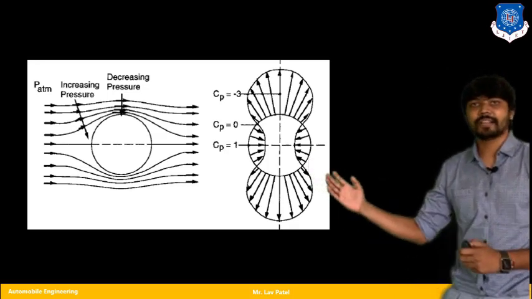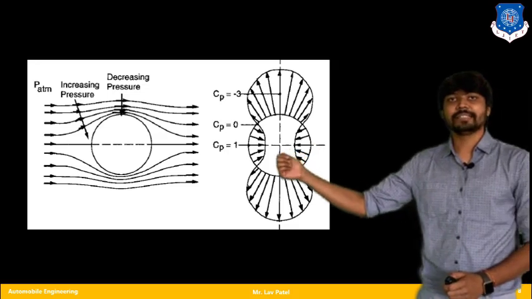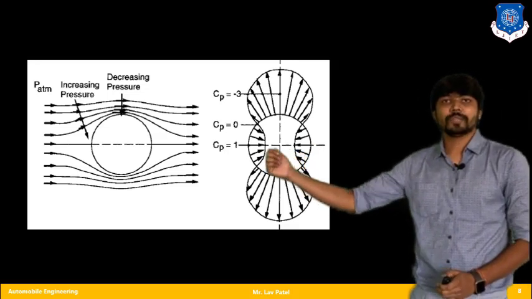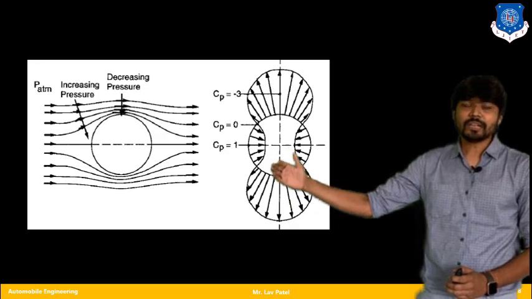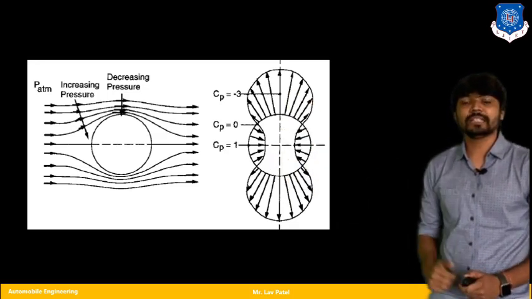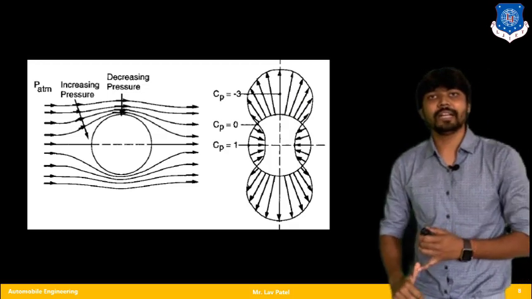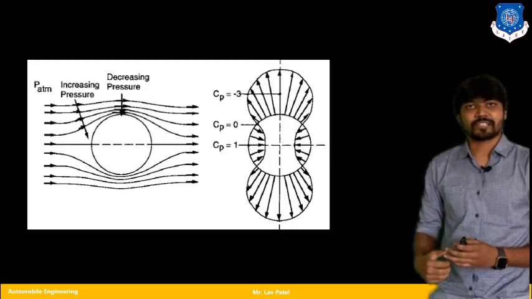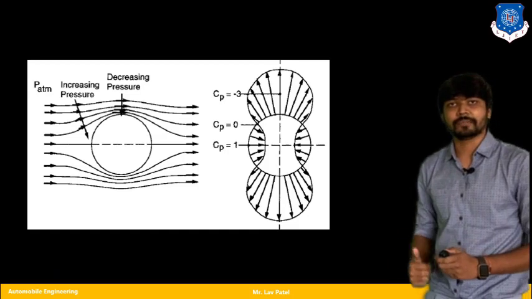In the second figure you can see that in the center there is Cp, the coefficient of pressure, that is 1, above is 0, and the top one is 3, at which you will find the maximum pressure on the surface of the sphere.